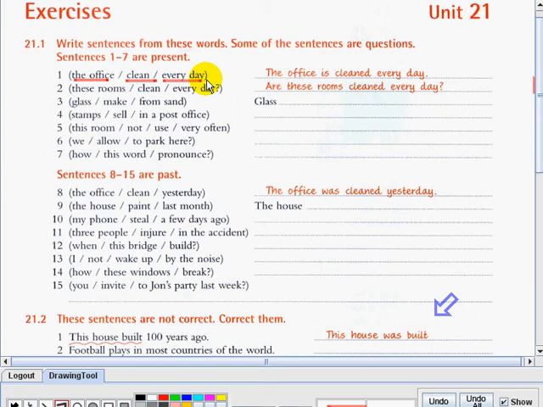Now second, are these rooms cleaned every day? Are these rooms cleaned every day? These rooms, and the word clean, and the phrase every day. So it became a question, right?